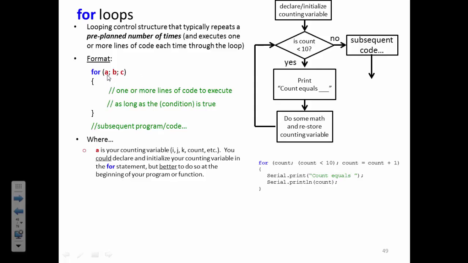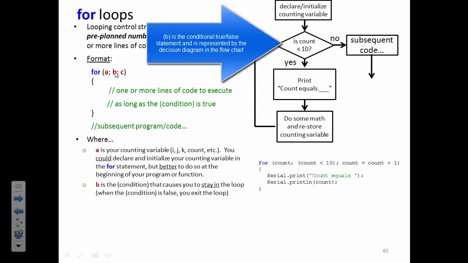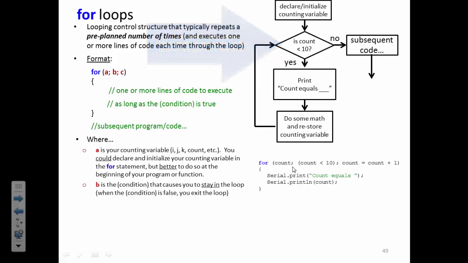A, we're going to put in a variable. That's our counting variable. That's counting us through the loop. And of course, you see I use the word count. In computer science, it's very common to use the letters i, j, and k as counting variables for integers. Instead of count, you'd say for i less than 10, and i equals i plus 1, or something like that. Part B is the condition you're looking for. Here's part B over here. So the condition I'm looking for to stay in the loop is that count is less than 10. As long as count is less than 10, I'll continue looping through this structure.